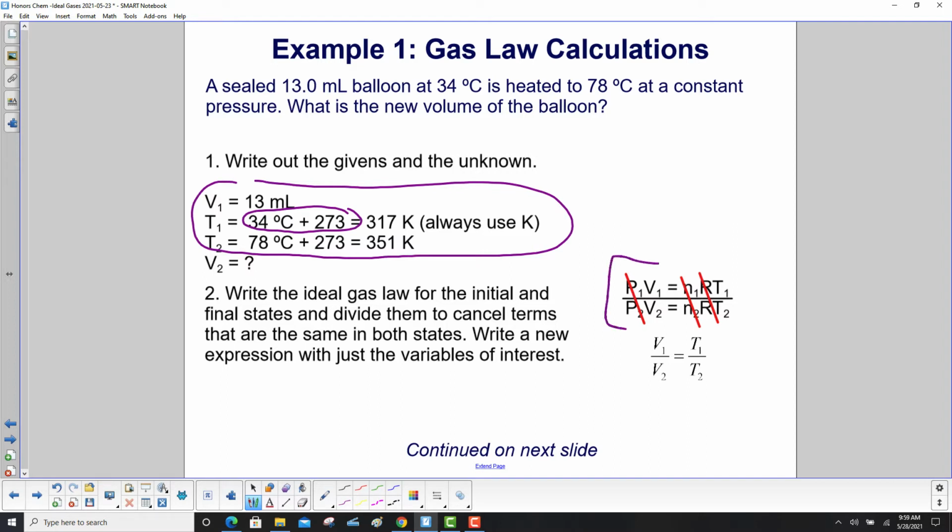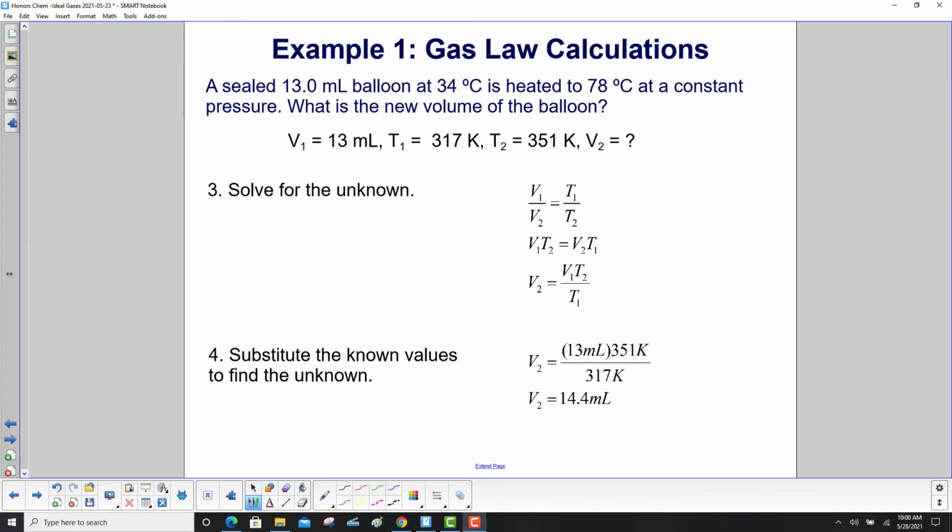Write the ideal gas law for the initial and final states. So it's P1V1 equals N1RT1 divided by P2V2 equals N2RT2. Yes, you can do that with simultaneous equations where both of them have to be true. We cancel out like terms. Those are the terms that are the same in both states. Then write a new expression with just the variables of interest. This is all that survived the canceling out here.